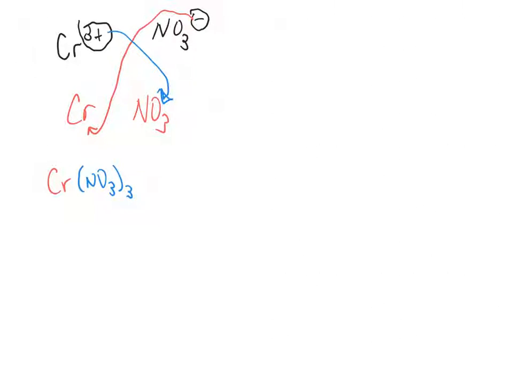So it behaves as 1. If I were going to name this one, it would literally be named chromium(III) nitrate. Once again, you'll have access to the periodic table to know how to name that one.